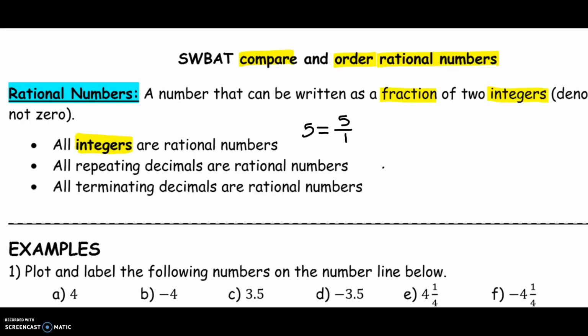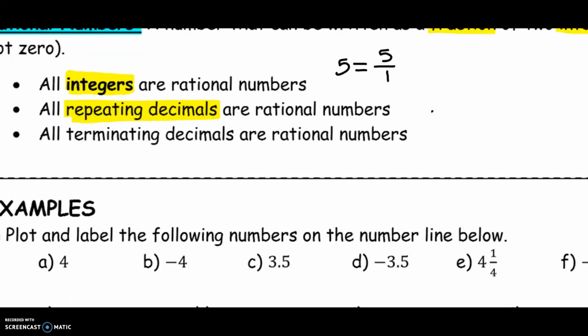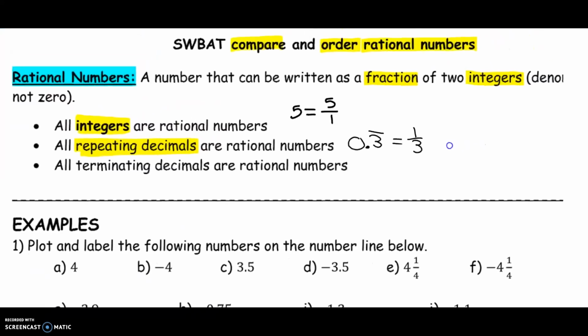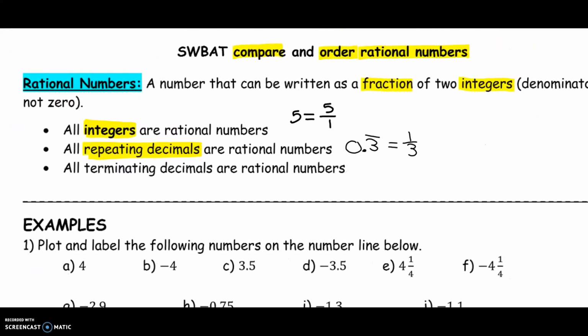Next, all repeating decimals are rational numbers as well. For example, we studied 0.3 repeating is equal to 1/3. And that is true about all repeating decimals. They can be written as a fraction of two integers.